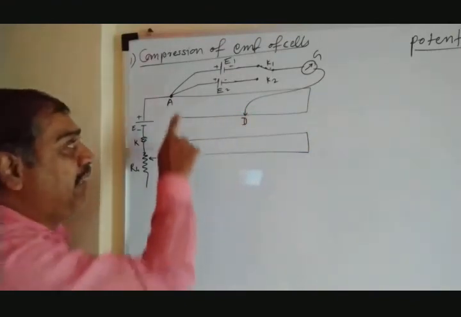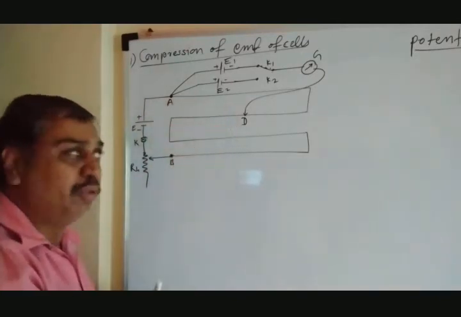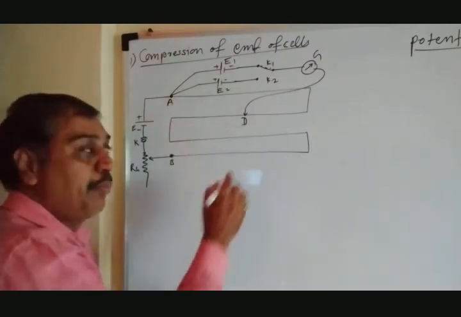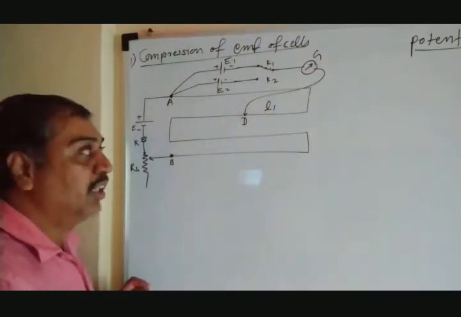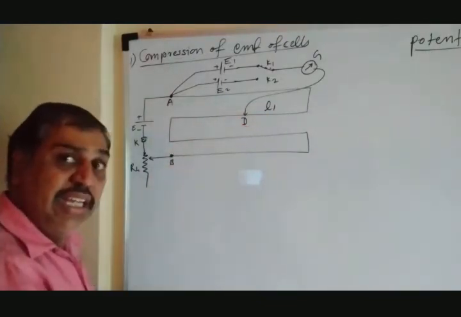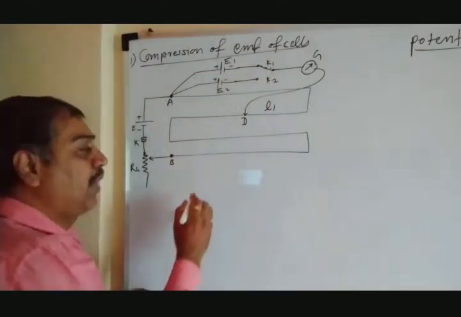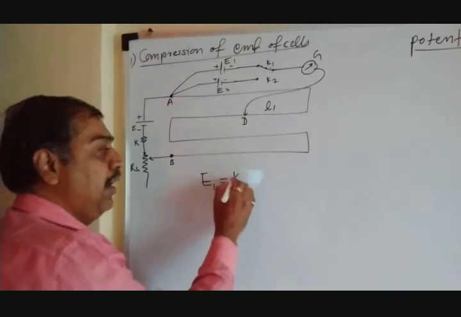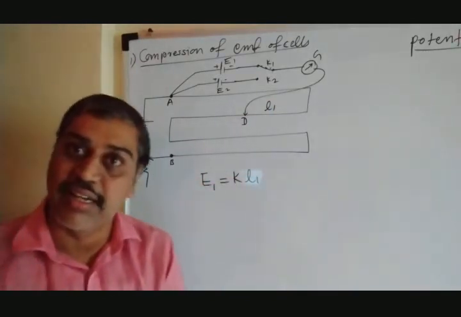Then measure the length A to D, and suppose that is L1, where the galvanometer shows zero deflection. Now the potential drop across the length of wire AD is due to cell E1, because it is connected in the circuit. You can write the equation E1 equals K into L1, because only the first cell is connected in the circuit.